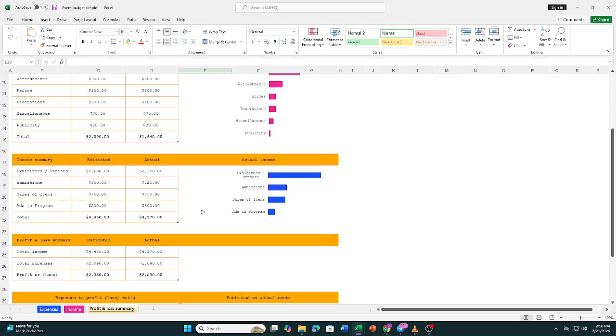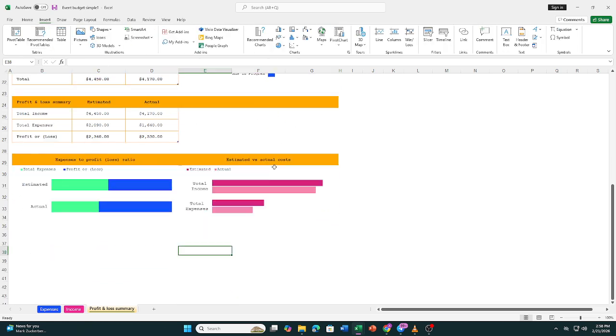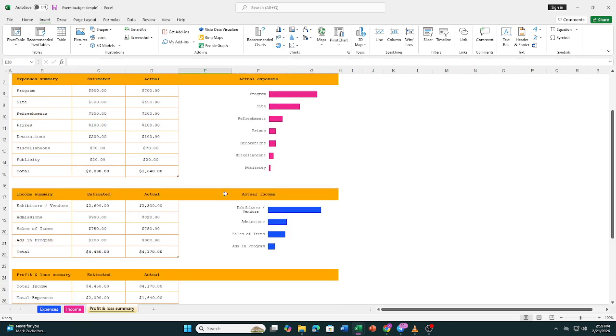Next, calculate gross profit by subtracting cost of goods sold from total revenue. This shows how much you earn before operating expenses. Now for the key metric, subtract total expenses from gross profit to get net profit. This tells you whether your business is actually making money.